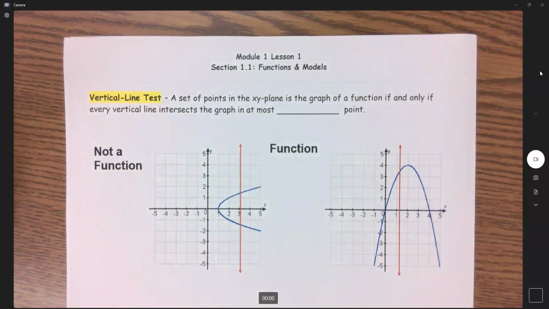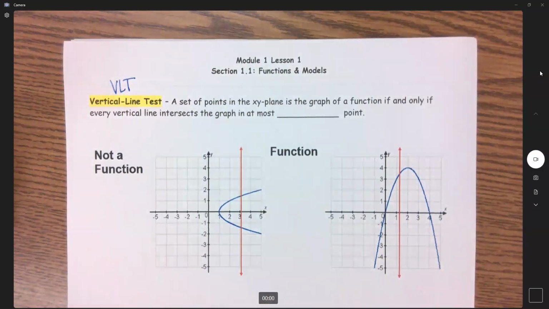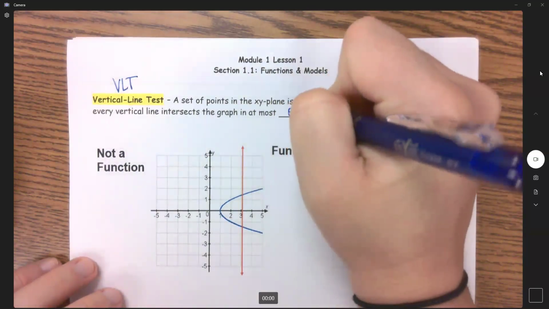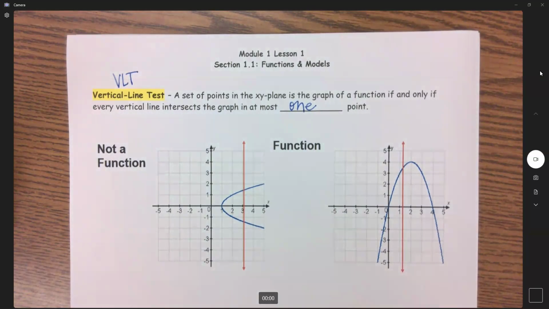We have something called the vertical line test, which when I talk about this, I abbreviate as our VLT. The vertical line test says a set of points in an XY plane is the graph of a function if and only if every vertical line intersects the graph in at most 1 point. Okay, this is another way to check: is it a function?